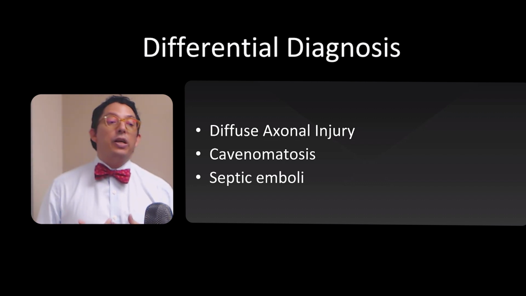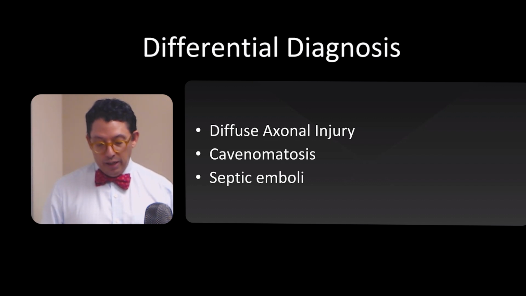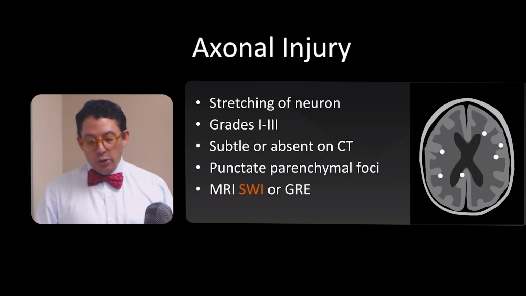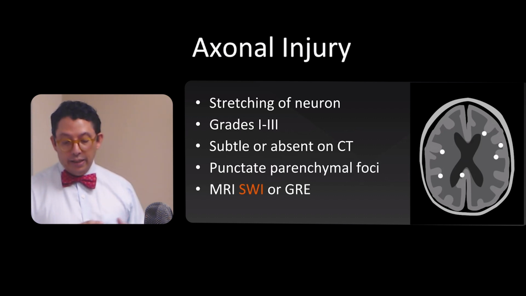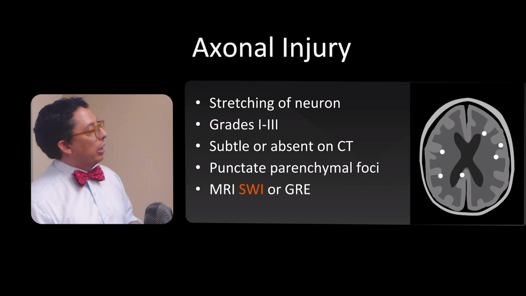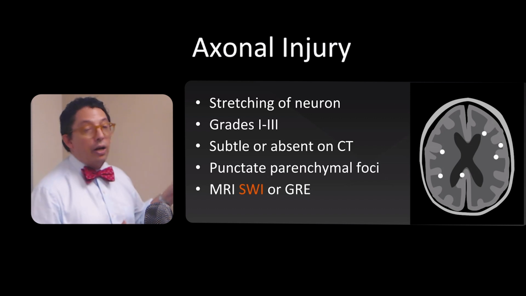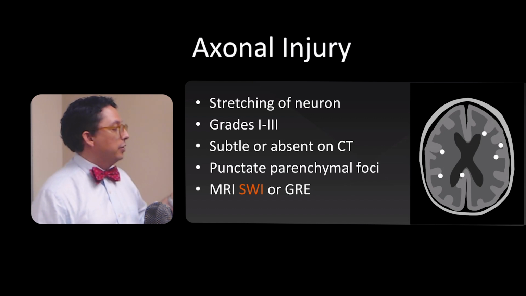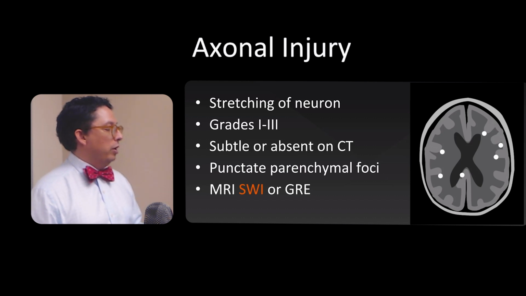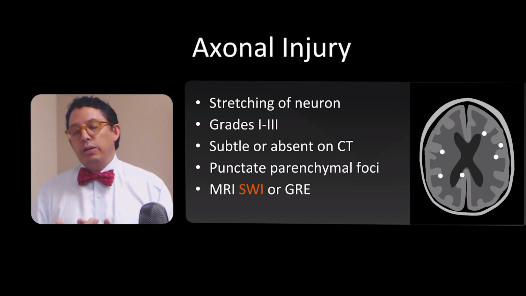But you can also have other lesions that can mimic it, like cavernomas or like septic emboli. In that case we saw, we'll check the MRI, but let's talk about axonal injuries. These stretching of neurons, you can grade them if you want. They can be subtle and not be seen at all on CT. Sometimes you can see these little punctate parenchymal injuries, but the best image to see is MRI when we do these susceptibility weighted images.